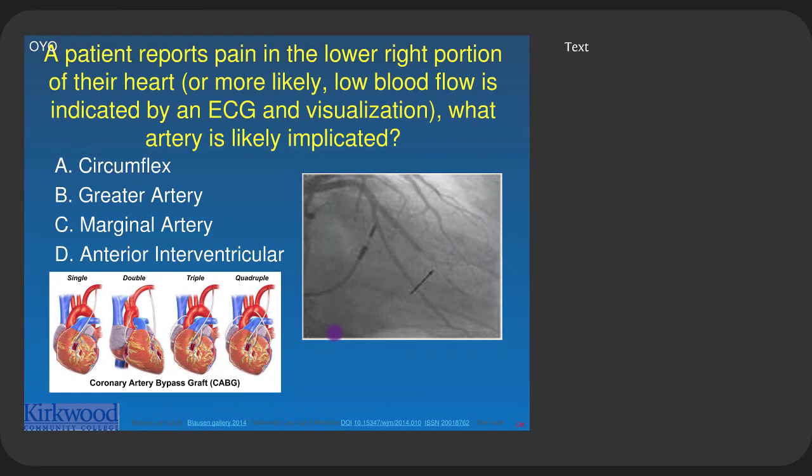Patient reports pain in the lower right portion of the heart. You really couldn't sense pain like that, but you could visualize that there's a blockage. So if you visualize that there's a blockage in the lower right portion of the heart, the best answer there would be the marginal artery, or C.